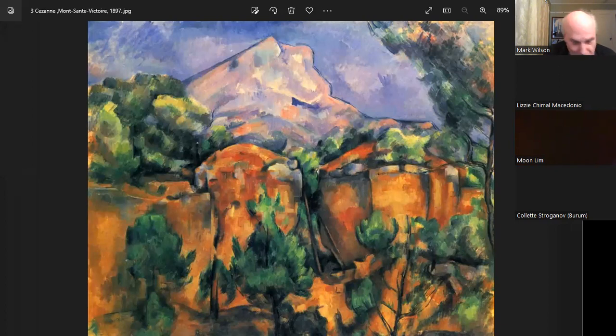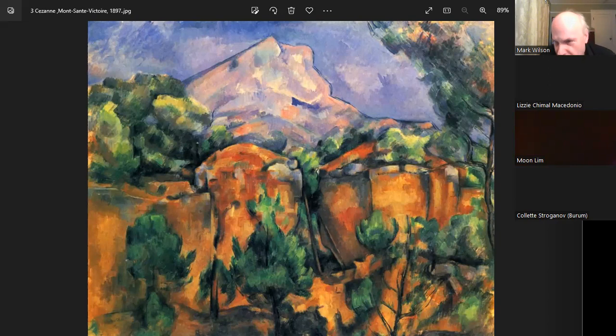This is the next must know. Same artist, Cezanne. And this one is Mont, that's French for mountain, of course, and then the name of the mountain, it's hyphenated, is Sainte-Victoire, capital V-I-C-T-O-I-R-E, 1898.